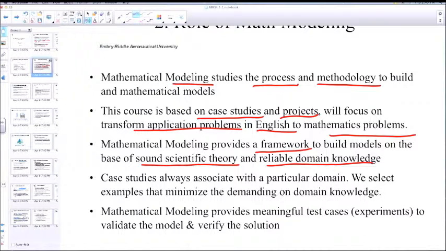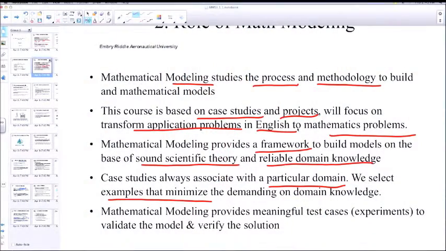Because this is anyway a mathematics class, the students come from all different majors. I try to minimize the demand for domain knowledge. But when you talk about the application, they always apply to a particular domain. So the only choice I have is to minimize the complexity of the domain knowledge. And lastly, we needed to provide a meaningful test case.